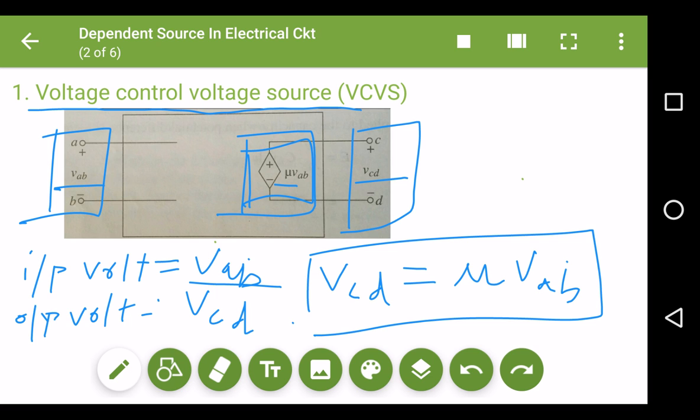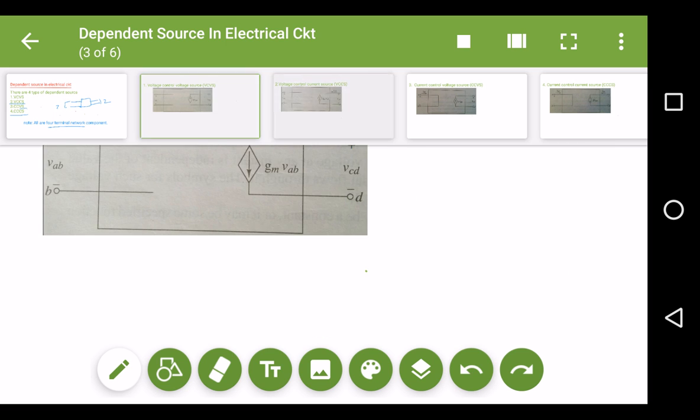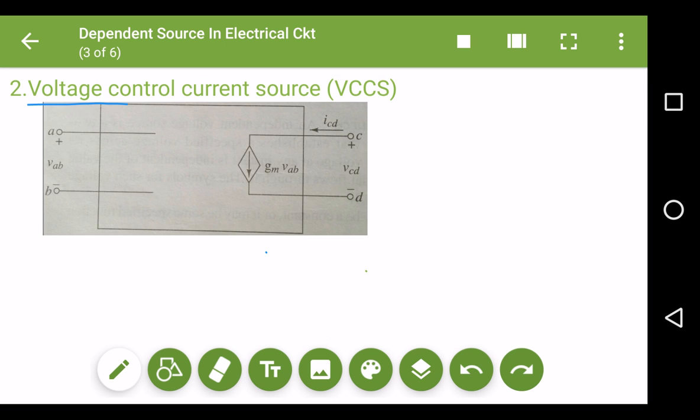Okay, and the mu is called the voltage gain, and this is a unitless quantity. It doesn't have a unit because it's a voltage gain, and if you want to find the voltage gain, that is mu, you just divide the output voltage by the input voltage, and you can see the unit of the voltage gets cancelled. Hence mu is a unitless quantity.